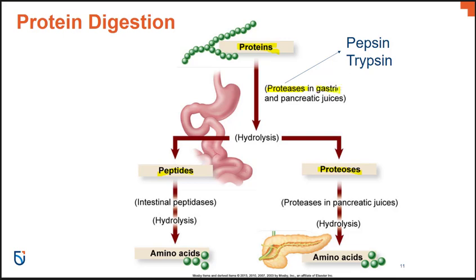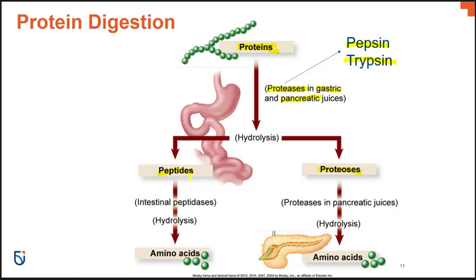The gastric juice protease is called pepsin, and the pancreatic juice protease is called trypsin. So pepsin and trypsin then are proteases that will break down protein into peptides and proteoses.